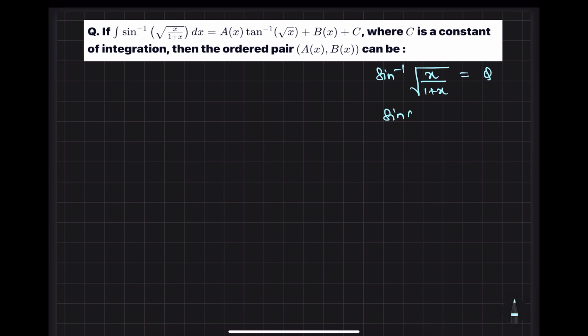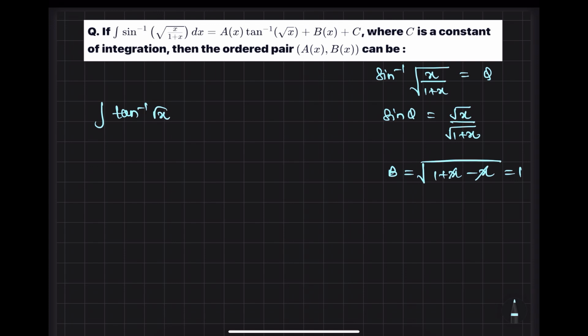So can I say that sine theta will be equal to root x upon root over 1 plus x. You know that the perpendicular is root x and the hypotenuse is root over 1 plus x. Now you can connect with the base. So base will become what? Root over hypotenuse square minus perpendicular square. So this thing is gone, so base is 1. So can we write this question in terms of tan? So tan inverse of perpendicular root x by base 1, dx.